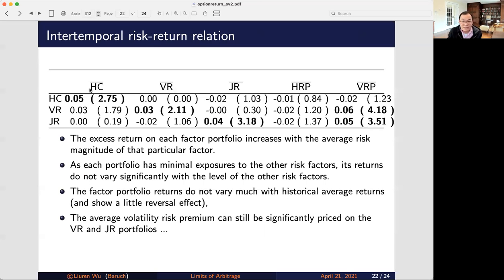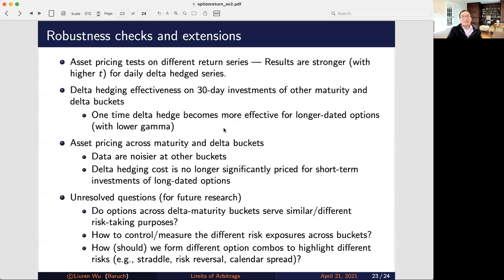So I run regression against all these risk measures, but the loading is mostly on the diagonal terms. The vol risk portfolio loads on the vol risk, and the jump risk portfolio loads on the jump risk. So these are the main results, and we did some tests.